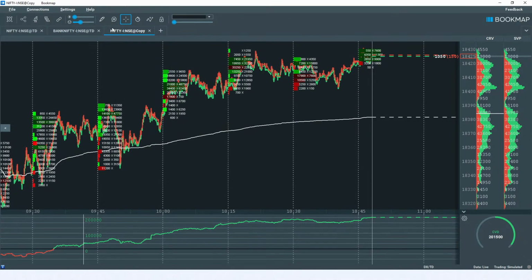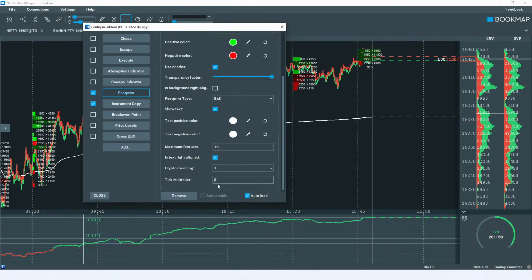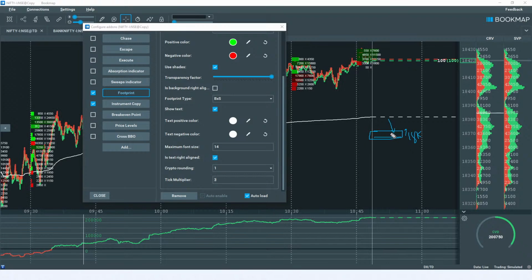If you are keeping your tick size as 1 and you multiply it by 3, then it will consider 3 multiplied by 1 as the tick, so a total of 3. That means the footprint will be calculated for every 3-point range of the market. Assume that this is the 18k level, and then the 18,003 level. When the market reaches the 18,003 level, that's 3 points, right? So the order flow information will be calculated for that entire 3-point range.